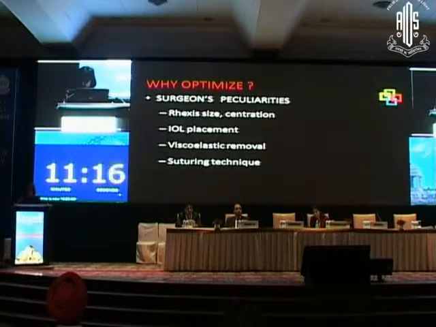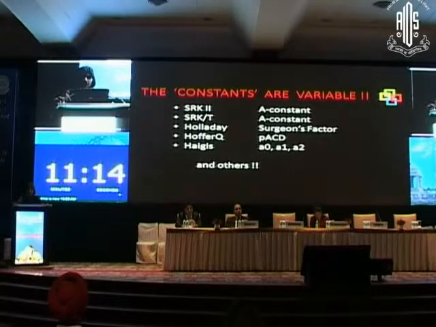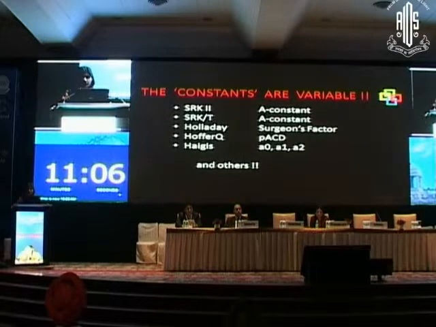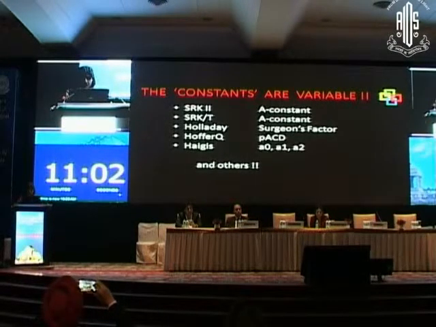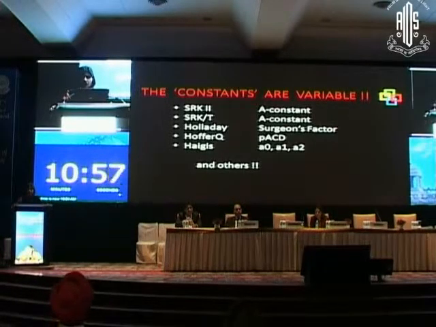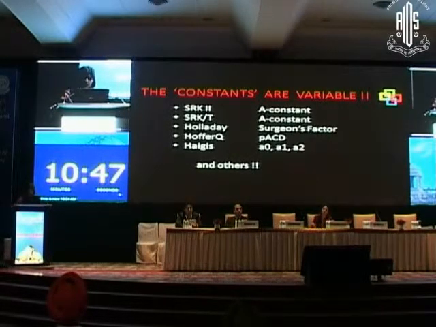Because one thing that we need to understand is the A constants that are actually given to us are not really constants, but they are variable. They are variable in the hands of different surgeons, they are variable for different IOL powers, and they are variable for different biometry machines. Even the name is variable. If you are using SRK II or SRK/T, they are called the A constant. If you are using Holladay, it's called the surgeon factor. If you are using the Hoffer Q formula, it's called the pACD or personalized ACD, and so on. So this constant is not actually a constant, it's a variable.